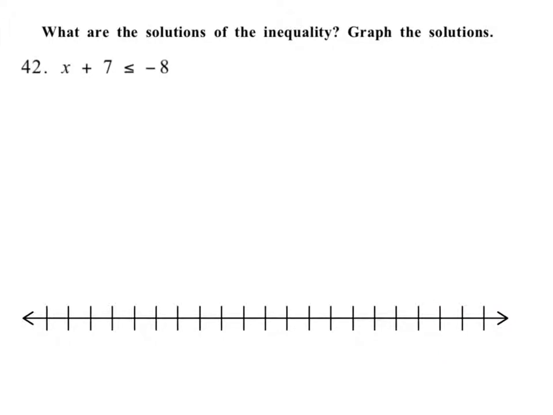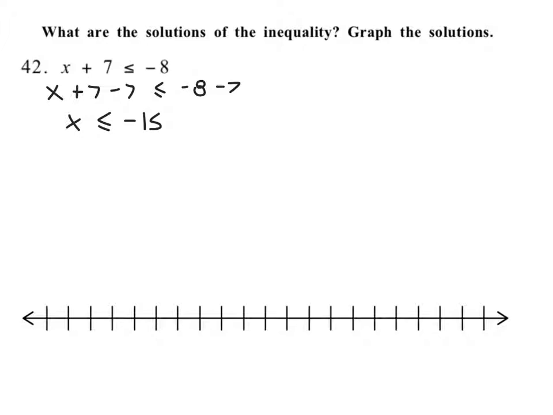Okay, we've got to solve this. If this is x plus 7, we need to undo that with a minus 7. We need to do that to both sides. So we say x is less than or equal to negative 15.